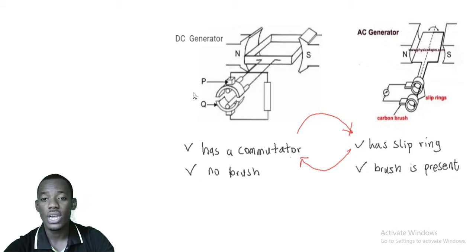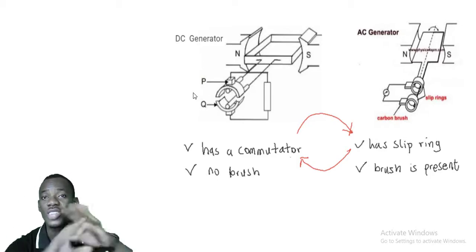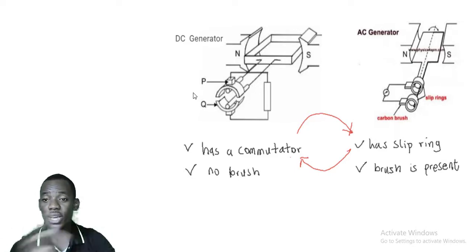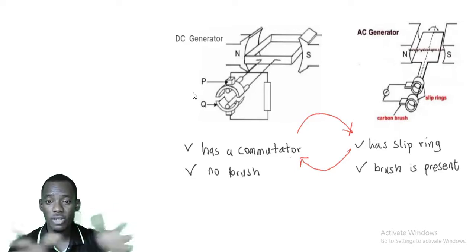So without the brush, there will be no connection between the coil or the source of current and the slip ring. So that's different. Generally, if we were asked what's the difference between a DC and an AC, number one, DC means direct current, that means current flowing in one direction, while AC means current flowing in two directions. So that's the difference between the two generators.